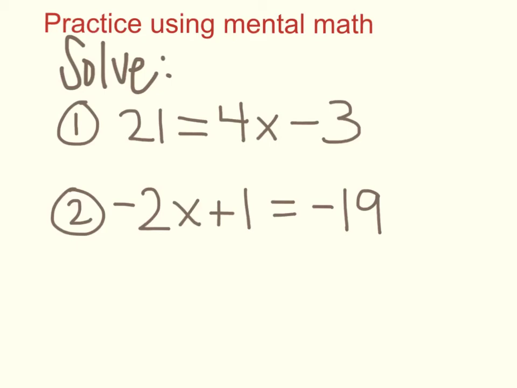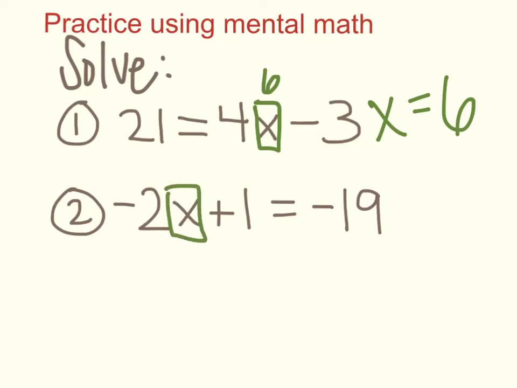Alright, using mental math, if we replace x with the number 6, you will get a balanced equation, which makes a true statement. So x equals 6. In the second one, if you replace x with the number 10, you will get the other side, that side to equal negative 19. So x is 10 in the second example.